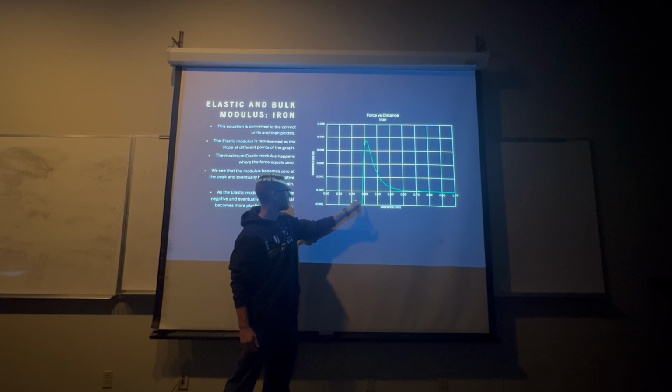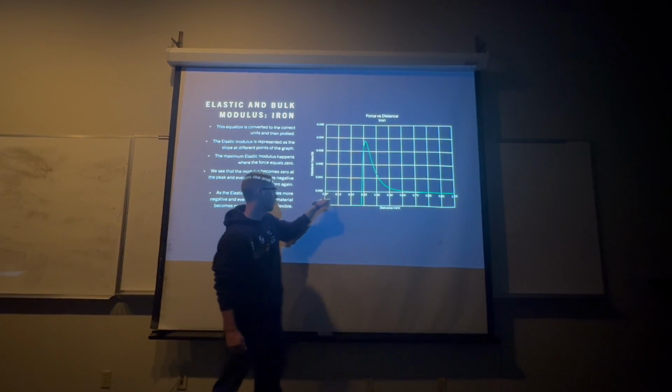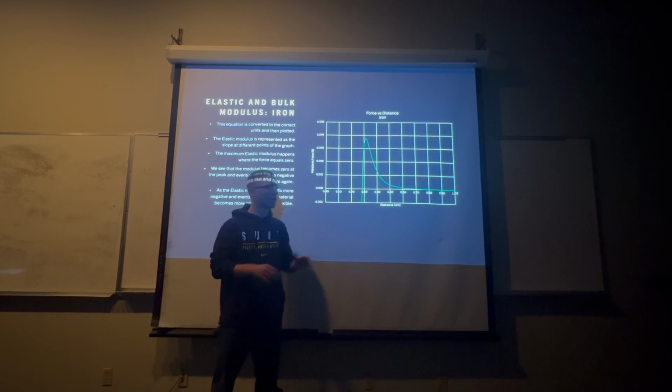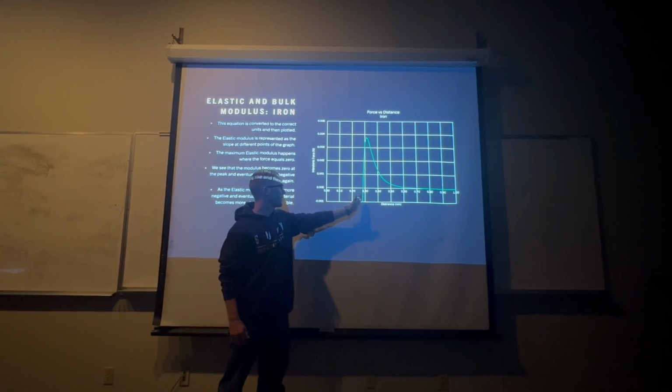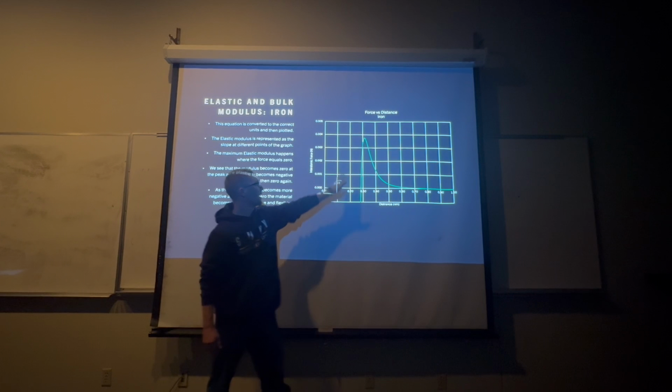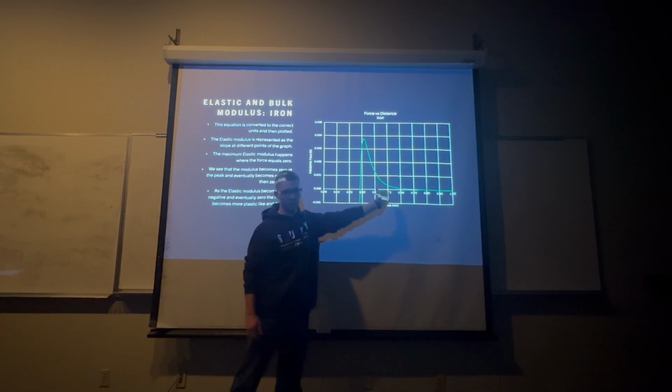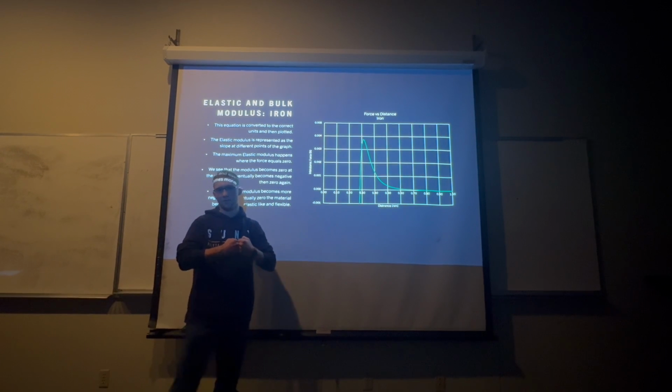We see that where force is equal to 0, this is where the elastic modulus, the number that we all know, will be the slope of the line. And as we talked about, as the line comes down, the slope becomes negative. That's where the iron will become more plastic-like.